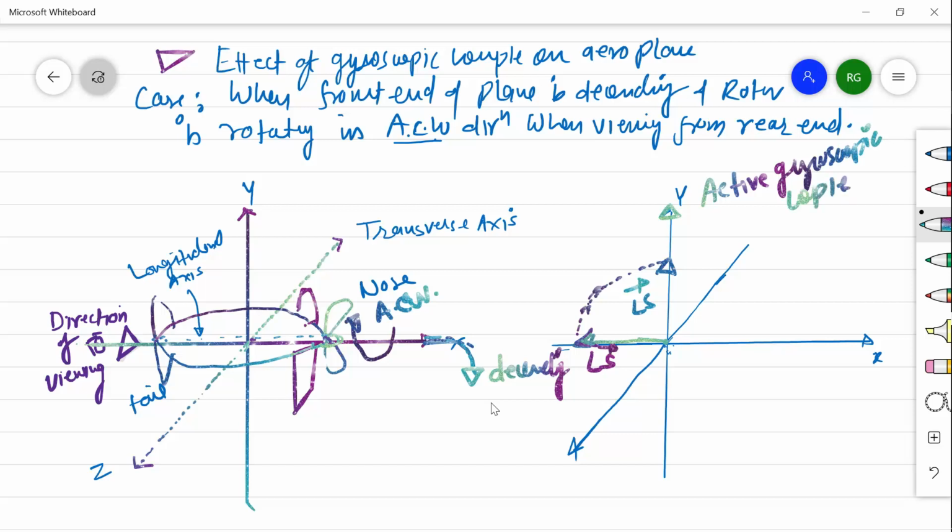And according to Newton's third law, if this is the direction of the active gyroscopic couple, then this is the direction of the reactive gyroscopic couple. This is the direction of the reactive gyroscopic couple, and this is the axis of spin. And this is the axis of precession.